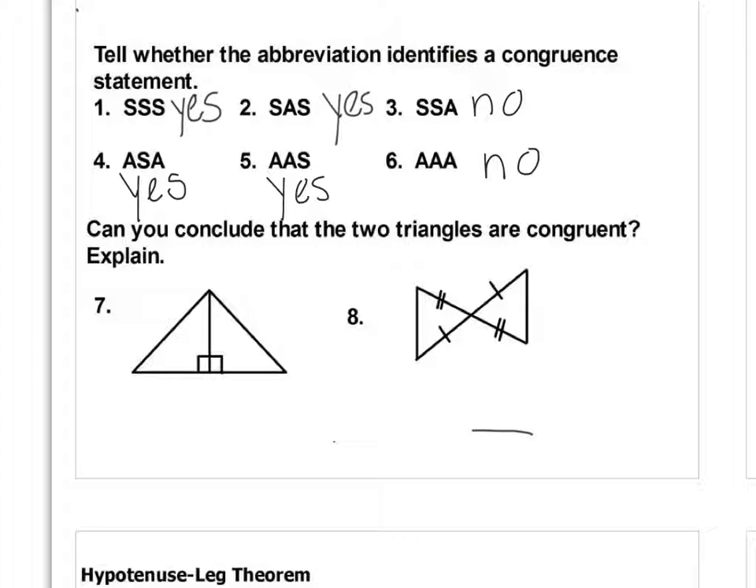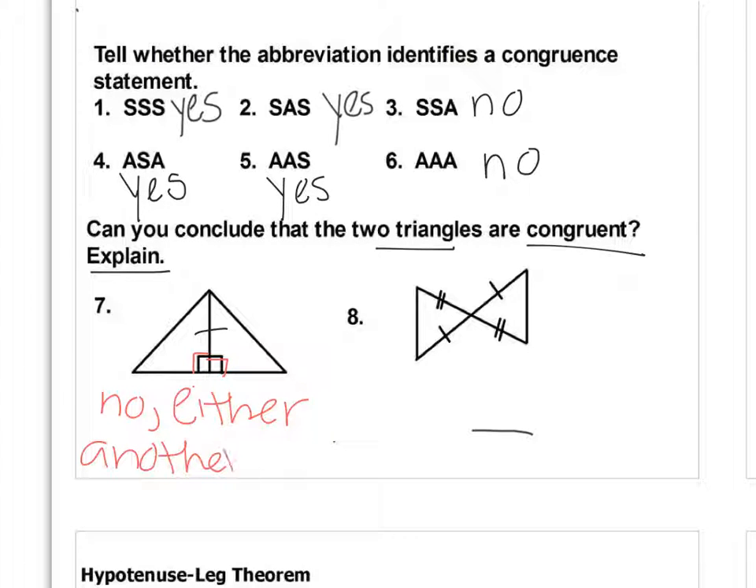Can you conclude that the two triangles are congruent? Well, it says explain. Don't I know the reflexive sides are congruent? And I don't have any additional markings besides these right angles. So is this enough information to give me that the triangles are congruent? No. I would need another side or another angle, another set of sides or angles congruent.